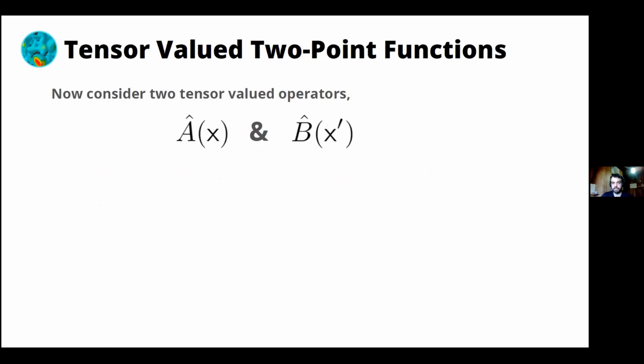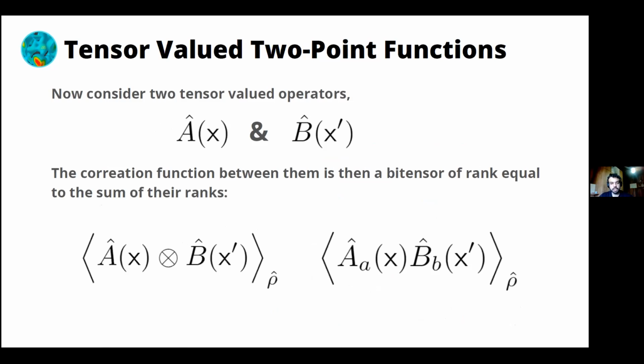Again, we have seen that the KMS condition regards two-point functions of operators. So let's consider two tensor-valued operators, and we're going to talk about their two-point functions. The two-point function between two tensor-valued operators is going to be a bitensor, so it's going to depend on two space-time events, and it will be a tensor of rank equal to the sum of the ranks of the tensors. So this tensor product that you see here is a tensor product in space-time, not within the Hilbert space. So you're going to produce a bitensor out of these, and this will correspond to the correlation function between two space-time points of these two operators.